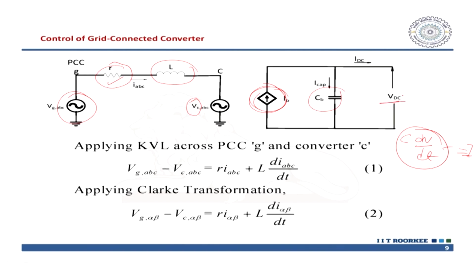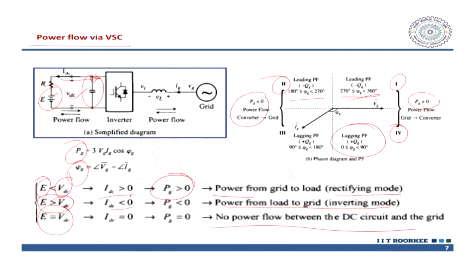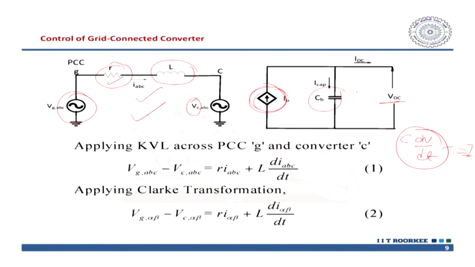So, if you combine these two parts, this is the AC part. If you go back, essentially this part is your DC part and this part is the AC part. We have just replaced it like this. So, applying KVL across the PCC, and this we write as G and C as a converter. So, this is a single line representation, it can be Vg abc minus Vc abc. Thereafter, this is the resistance part of it, thereafter the inductor part of it, and by having a Clarke transformation, we can put these equations into the alpha beta frame, that is, your Vg alpha beta minus Vc alpha beta equal to R i alpha beta plus L di dt.